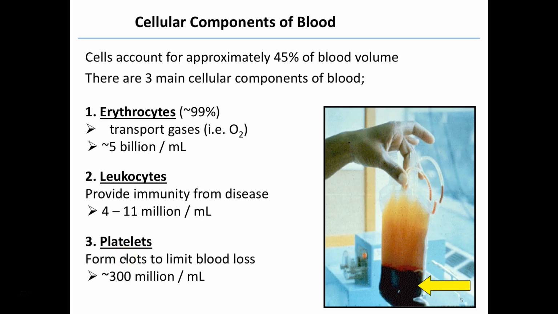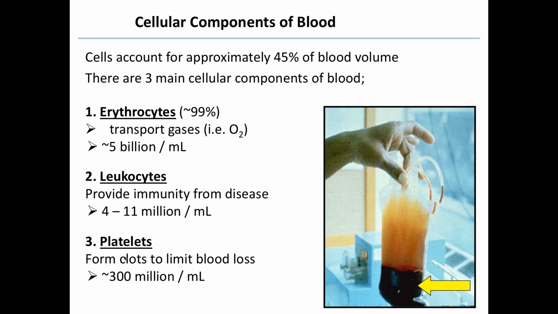The cellular components of blood. The cellular components constitute approximately 45% of the total blood volume, and there's three main formed elements. These formed elements in the blood are the erythrocytes, leukocytes, and platelets. The erythrocytes are by far the most numerous within the blood. Approximately 99% of our cellular components are erythrocytes, and these erythrocytes are our red blood cells.